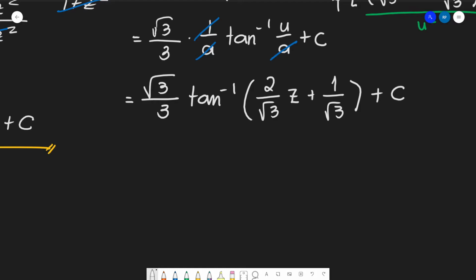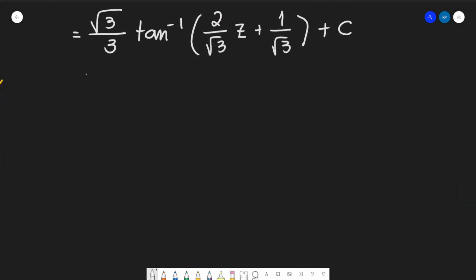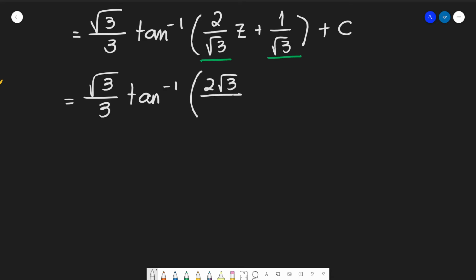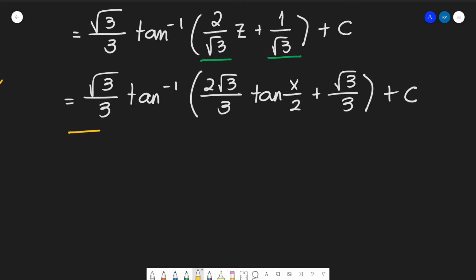Okay? Then, hindi pa tayo tapos. Bakit? Remember, this is still in z. We need to substitute this again, no? Dun sa value niya na tangent of x over 2. So, therefore, our final answer is, we will also rationalize this part, no? Tong dalawang to, rationalize natin yan. We have square root of 3 over 3, arctangent ng 2 square root of 3 over 3, tangent x over 2, plus square root of 3 over 3 plus c. Yan yung final answer. Okay?